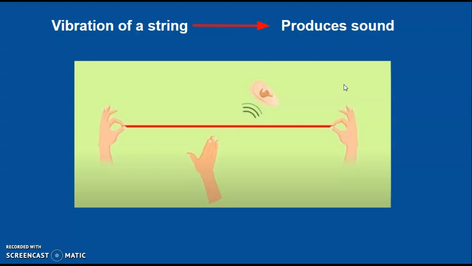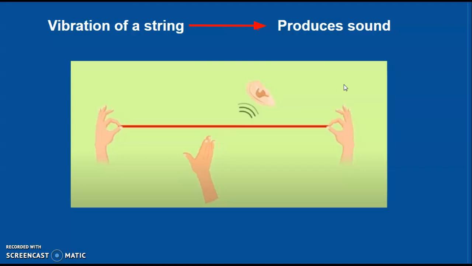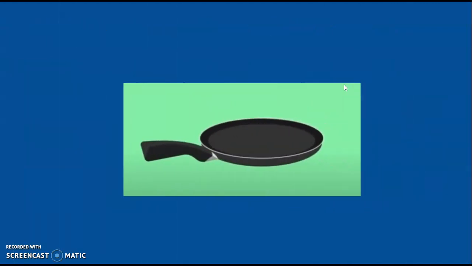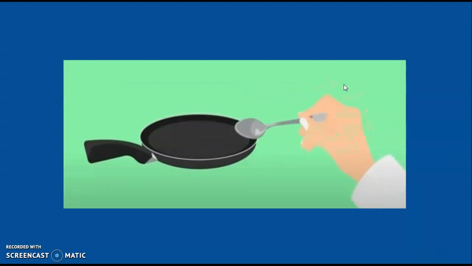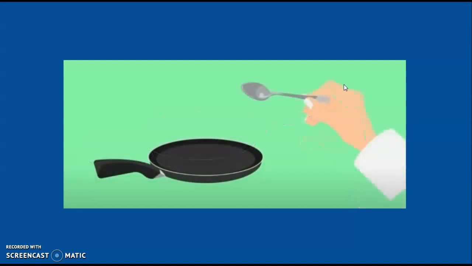Now let us do one more experiment. Take a frying pan. Strike the frying pan with the spoon like this. Do you hear the sound? Yes, you do. But do you see the pan or spoon vibrating? Not really. But you can feel the spoon vibrating in your hand. If you touch the pan immediately after the strike, you will feel that the pan is also vibrating.